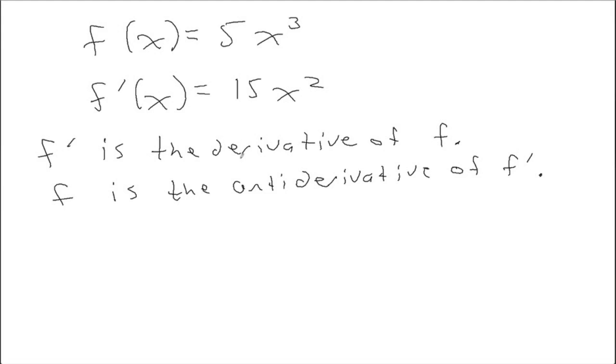Excellent. So there's a new way to see the relationship between these. F is the antiderivative of f prime. Now in this particular case, I guess we should say f is a particular antiderivative of f prime. Not the most general, but in this case f is a particular antiderivative of f prime. Okay, so that's an important distinction between those.